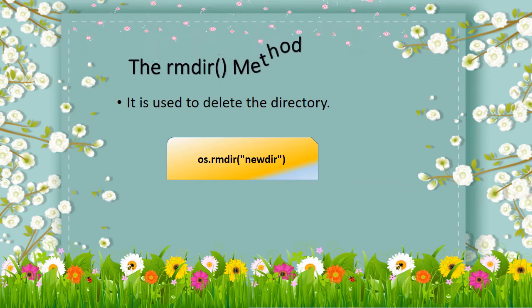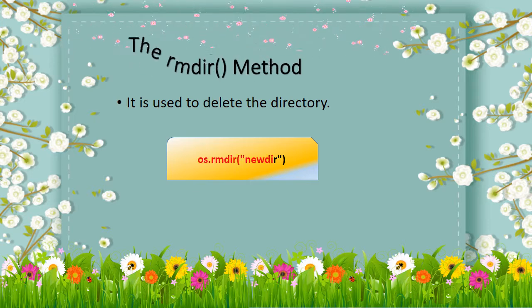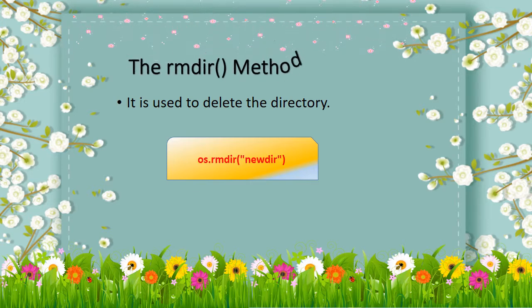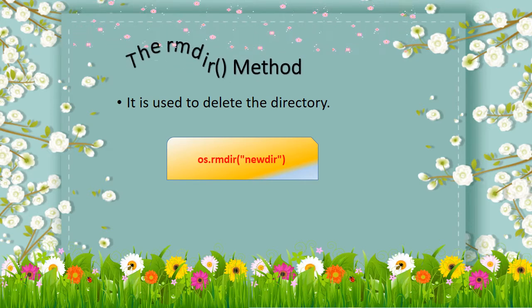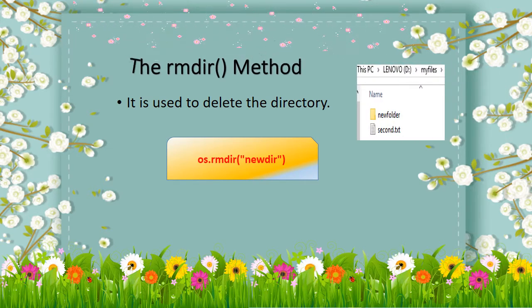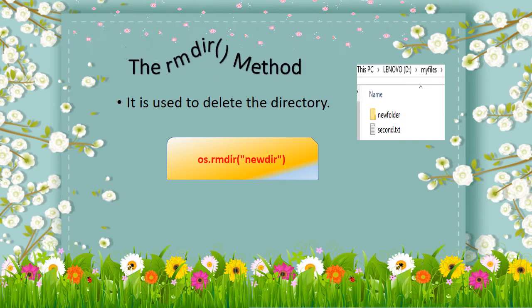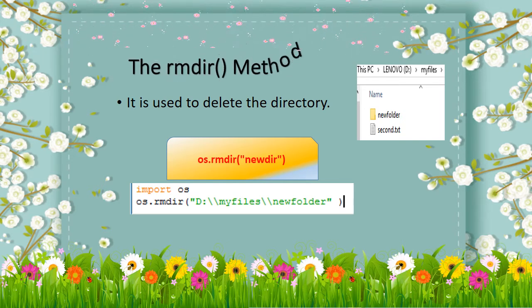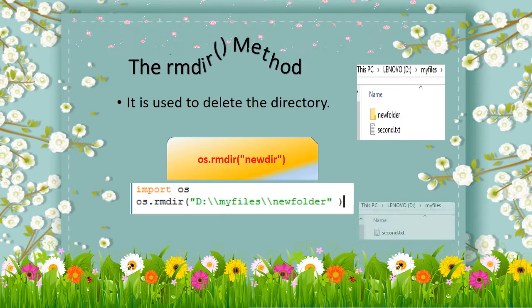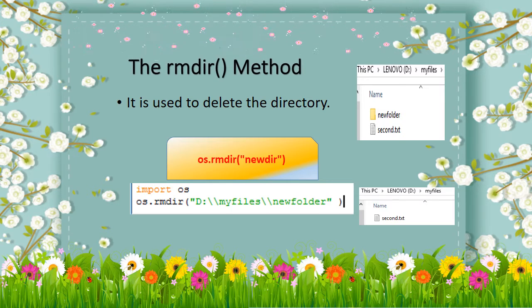And next, remove directory is used to remove a folder, and the general form is os.rmdir of the folder name which we are going to remove. You have to give that folder name. So under my files there is one subfolder, new folder, and one file, second.txt. I'm going to remove that new folder using the function rmdir. Now you check, the folder is removed from the my files folder.